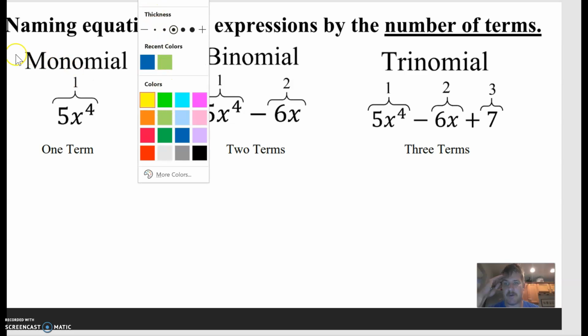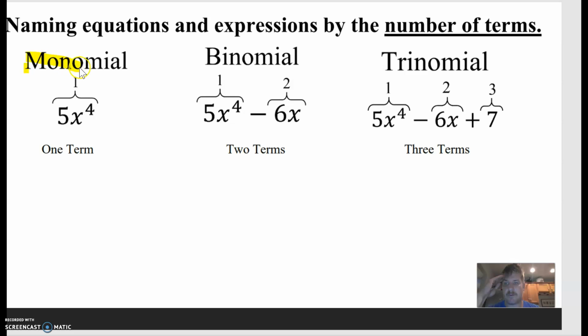All right, so we have mono, we have bi, and we have tri. Well, if you notice, this is one term, mono. Two terms, bi. Three terms is tri. If it has more than 3 terms, we say poly, so polynomial. But if it's 1 term, it's monomial, 2 terms is binomial, 3 terms is trinomial. I think that's pretty easy to remember.